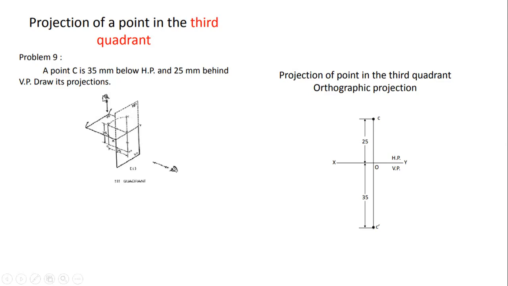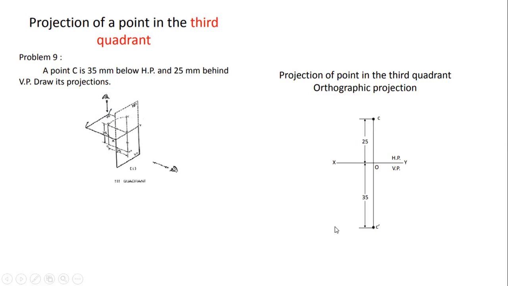Now the top view is located at a distance of 25 mm behind the vertical plane. So the point C is lying on the horizontal plane. Rotate the horizontal plane 90 degrees clockwise. Mark point C on the horizontal plane, and obtain the top view on the horizontal plane itself by mentioning 25 mm behind VP. So this is the final solution in orthographic projection.